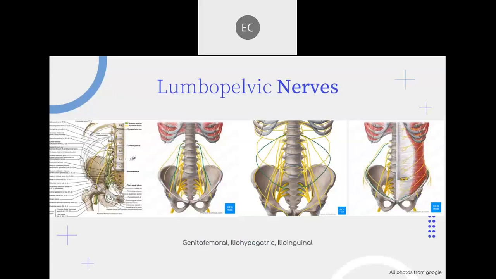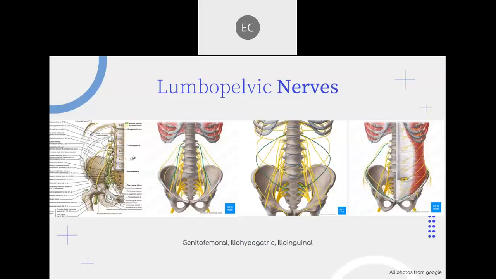The iliohypogastric nerve can become damaged or entrapped during abdominal surgery or trauma to the abdomen. It can cause weakening of the transverse abdominis and internal oblique muscles. It also innervates the proximal medial thigh skin, mons pubis, labia majora, root of the clitoris, anterior scrotum, and then the root of the penis.